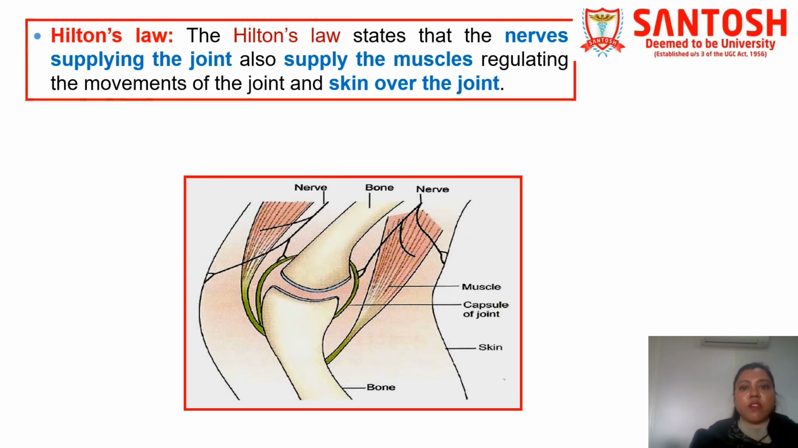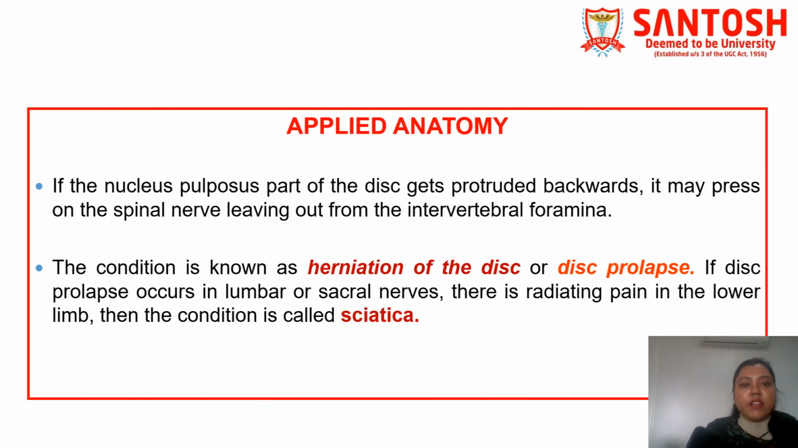So what is Hilton's law? Hilton's law states that the nerve supplying the joints also supplies the muscles surrounding the joint. So it regulates the movement of the joints and the skin over the joint. The nerve which is passing through the joint will also supply the muscles surrounding it. This is called Hilton's law.